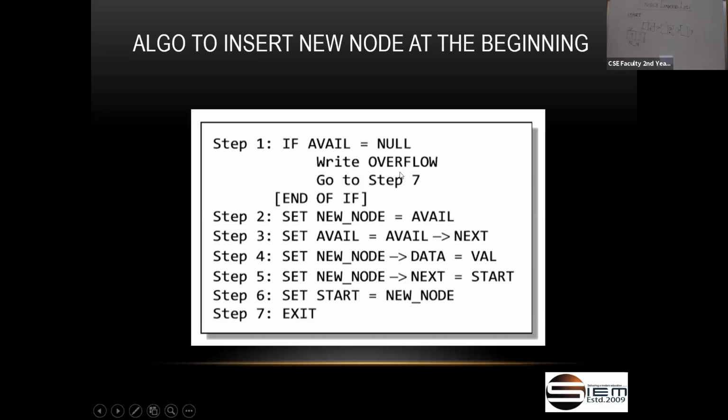Okay. So up to this much, up to step number 3, will remain the same for every insertion algorithm. And this will also remain same. New node data part, you insert the value. So in the data part, you insert the value. This also remains same. Next, new node next equal to start. That means the next part of new node will contain the address of the first node, which is present in start. And set start equal to new node. That means start will contain the address of new node. So 2 joinings are done and exit. Clear?